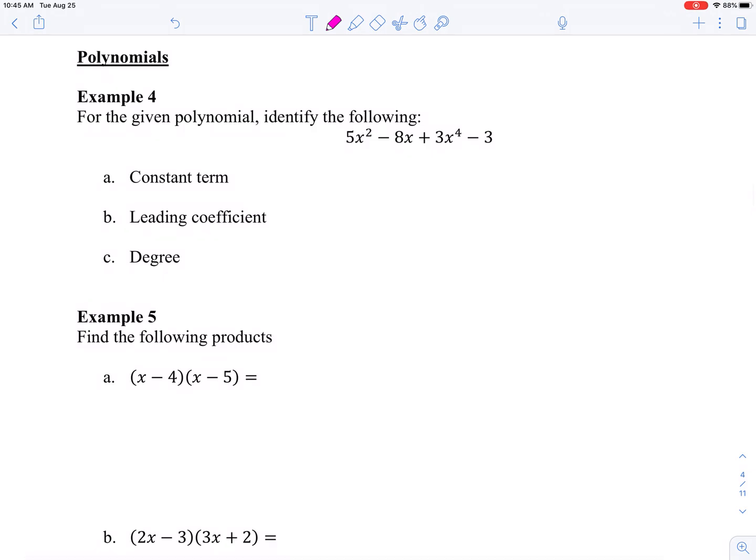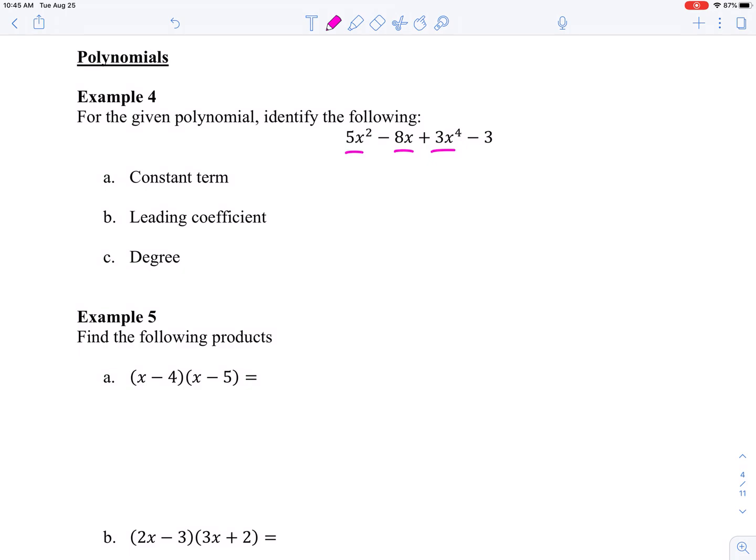Next thing we'll review a little bit here are polynomials. So for the given polynomial, identify the following. So I'm giving you this polynomial here. Alright? So here's some terms. The constant term. So constant means never changing, right? We notice these three terms here. Remember, terms are separated by addition and subtraction. Okay, that's an important thing to remember. Terms of a polynomial are separated by addition and subtraction. That's important. Alright, so constant means doesn't change.